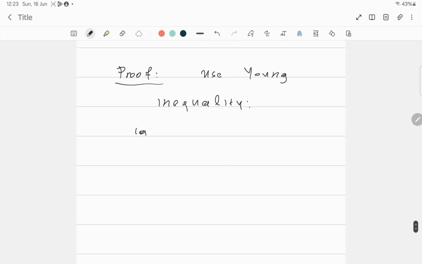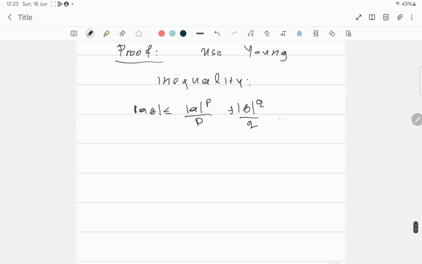Young's inequality is this one here. I will use it directly. I won't prove it here. I have made another video for the proof of this inequality, where the indices P and Q satisfy this relationship: 1 over P plus 1 over Q is equal to 1, and P and Q belong to this interval.